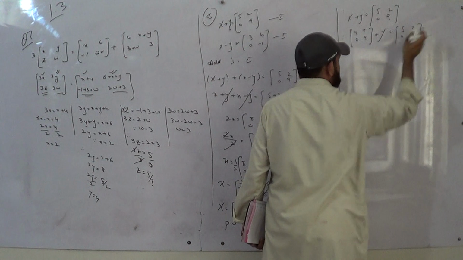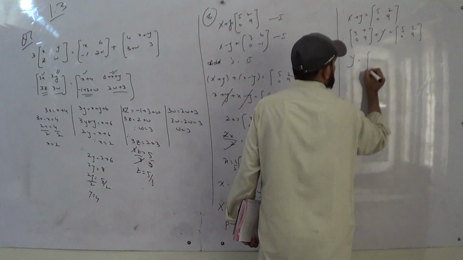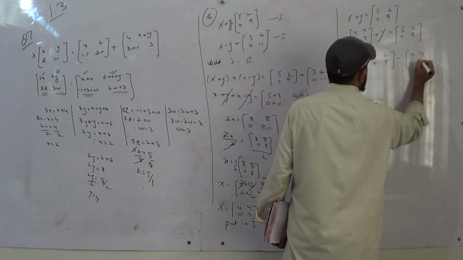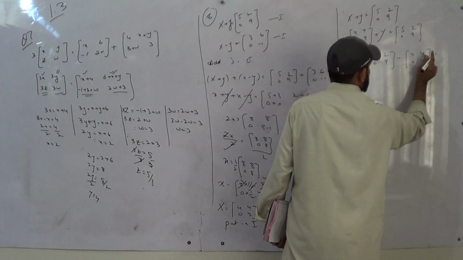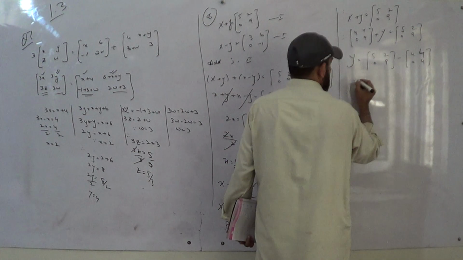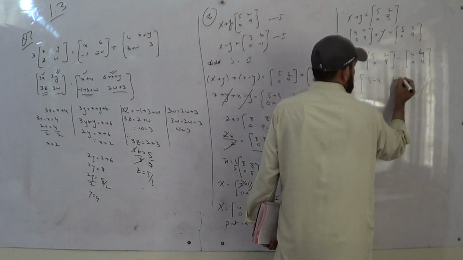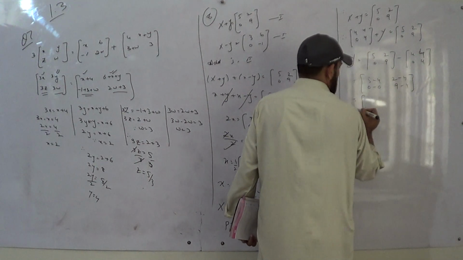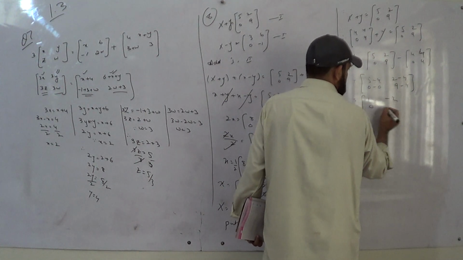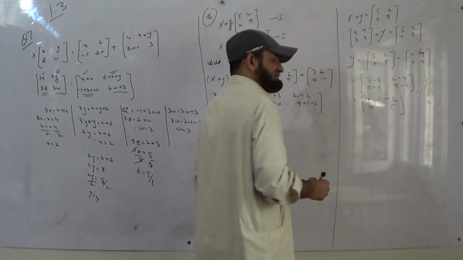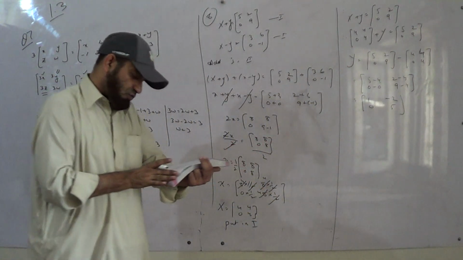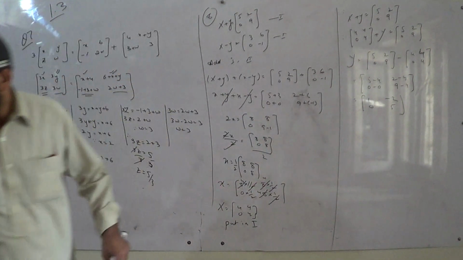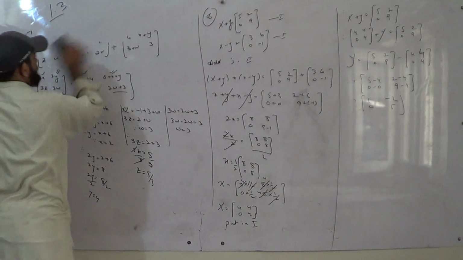Shift this on the left hand side. We get y is equal to [5 2; 0 9] minus [4 4; 0 4]. Now we get 5 minus 4, 2 minus 4, 0 minus 4, 9 minus 4. We get [1 -2; 0 5]. This is the value of x and y. Now we do question number 9.